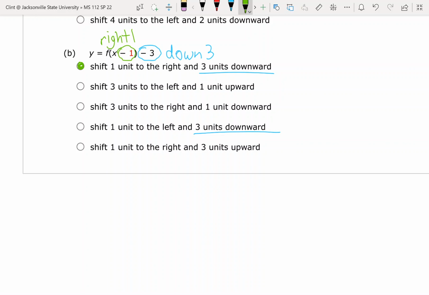Yep. And then with the numbers on the outside, if it's positive, it's going up. If it's negative, it's going down. Those are easier to remember because that goes with the y values easier.